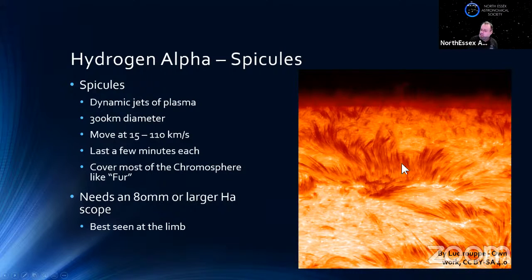And the whole of the chromosphere, the layer above the photosphere, is covered in this furry stuff. And the best place to see it is actually along the edge. If you look at the edge of the sun through a good hydrogen alpha scope, bigger than 80 millimeters with a bit of magnification, it looks like clumps of grass growing out of the side of the sun, best seen at the limb. So this is small scale stuff that's going on. It's essentially plasma being moved around by magnetic fields in the sun.